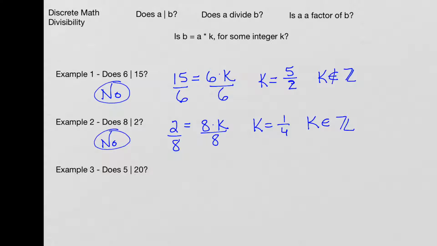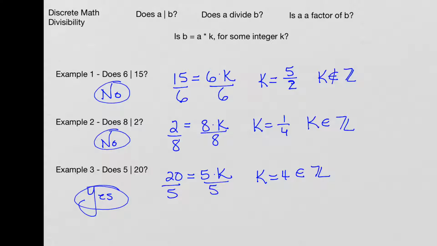Now how about, does 5 divide 20? Same thing, set it up, 20 equals 5 times k. Now when I divide, k equals 4. 4 is an integer, so k is an integer, so we're all good, and that's a yes.